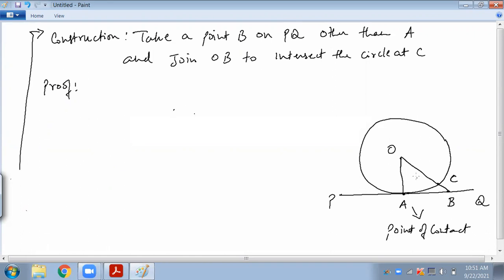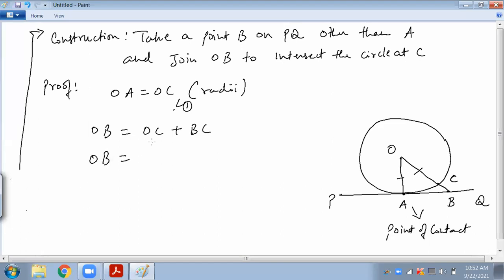Okay, first, let's see. OA is a radius and OC is also a radius, so they will be equal. OA equals OC. Mark it 1. Then we can take OB as OC plus BC. So instead of OC, I can write OA. Why? Because I've shown them equal in 1. So what I'm getting is OB is equal to OA plus BC.